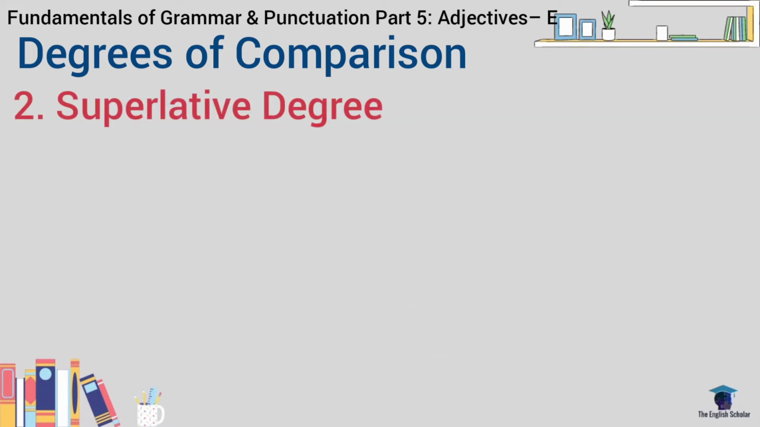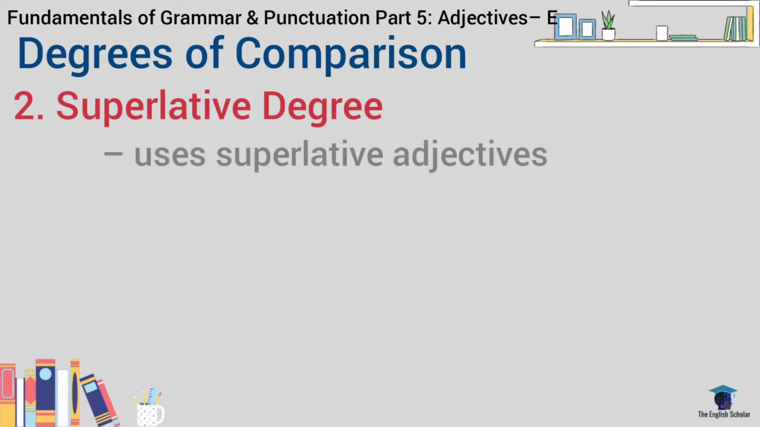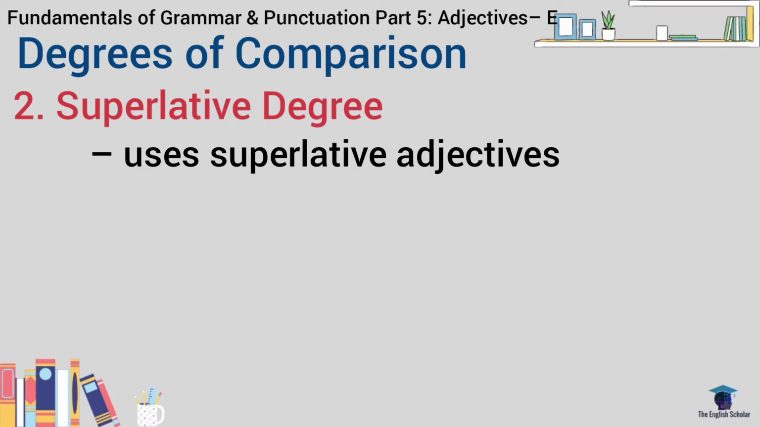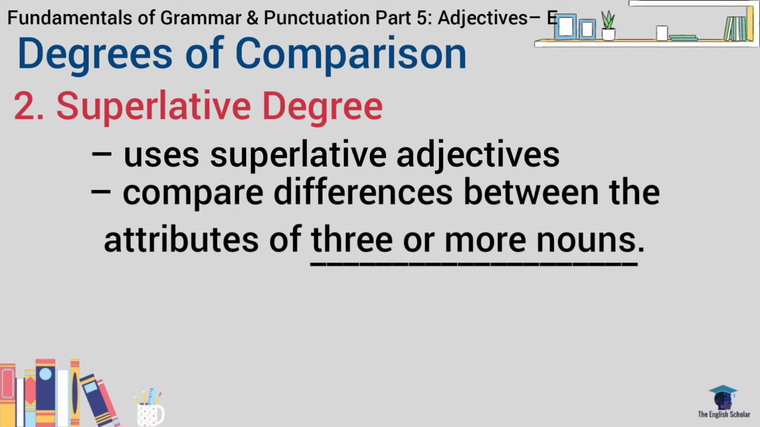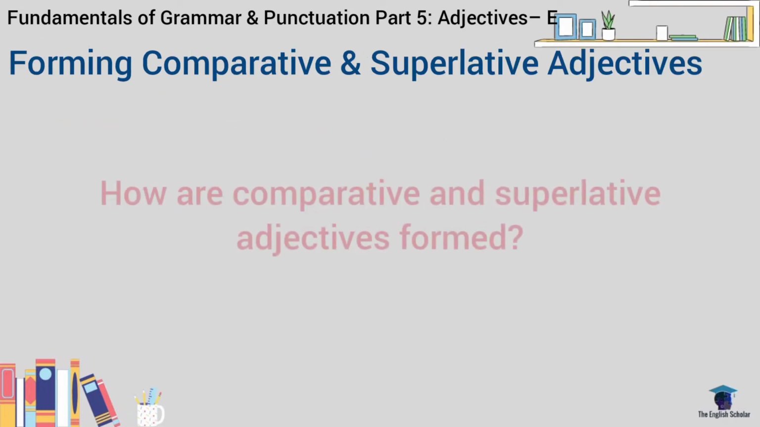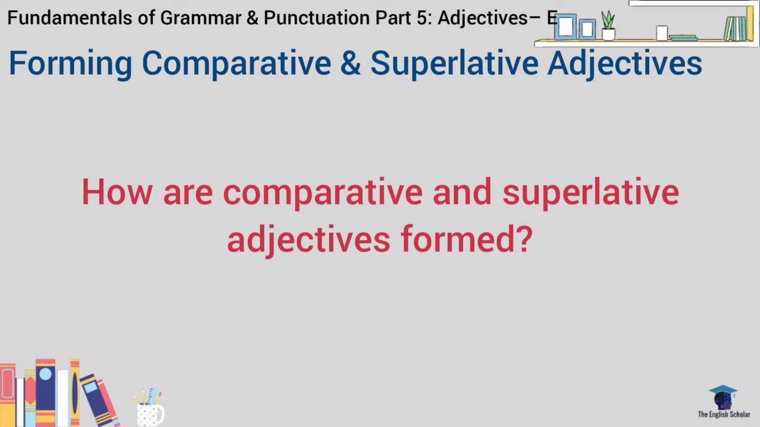2. Superlative degree. Superlative degree, on the other hand, uses superlative adjectives. They are used to compare the differences between the attributes of 3 or more nouns. So, how are comparative adjectives and superlative adjectives formed?